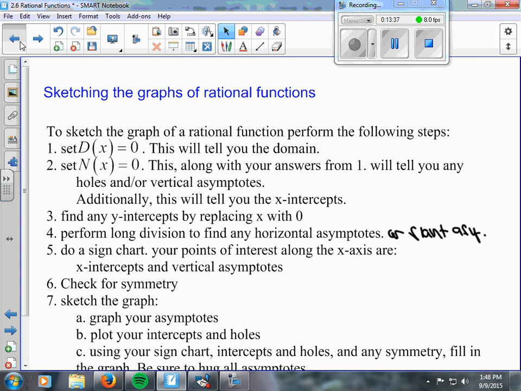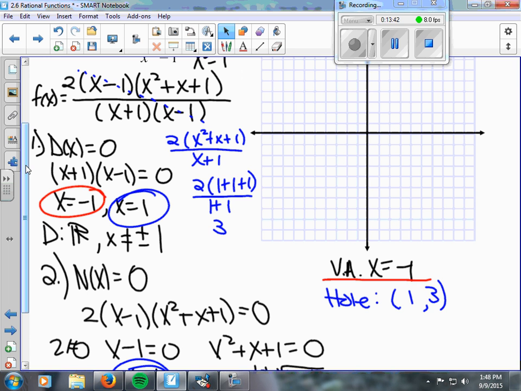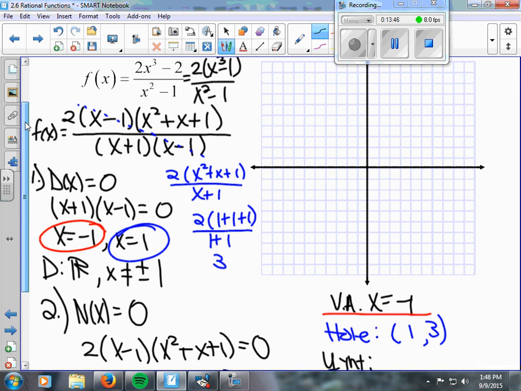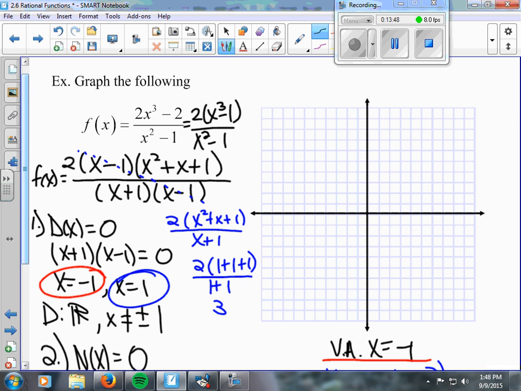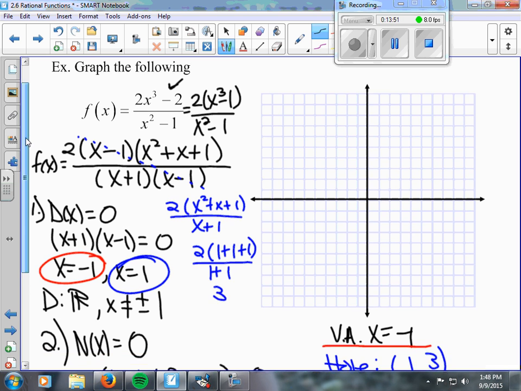Okay, so let me see. The next step is to find y-intercepts. The y-intercept is just simply make x 0, and that's actually easiest to do in this form. So if x is 0, y is 2.